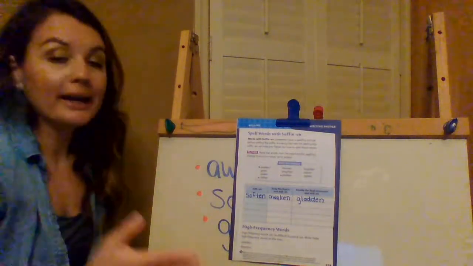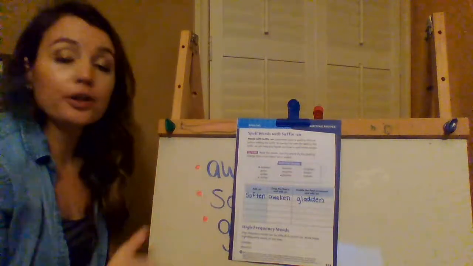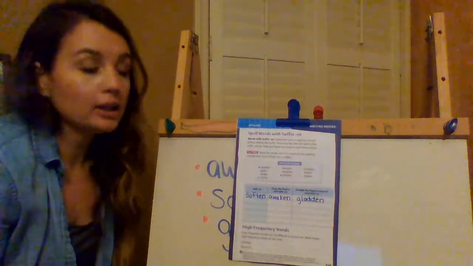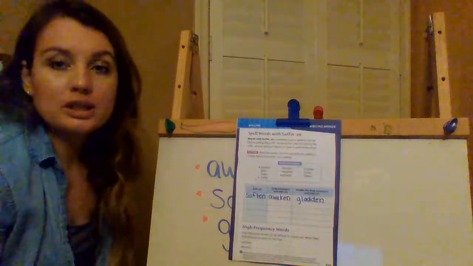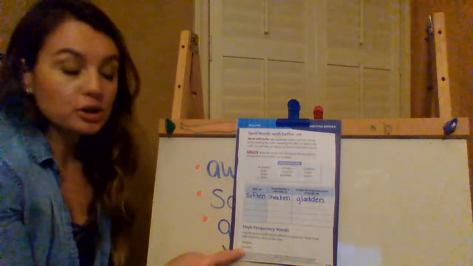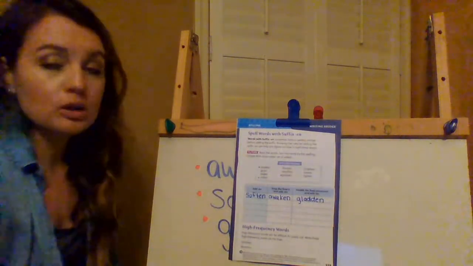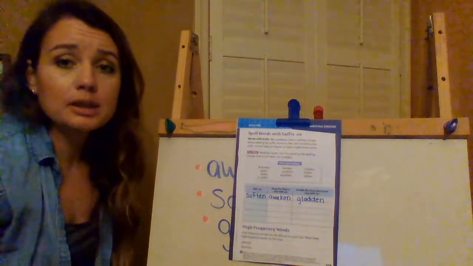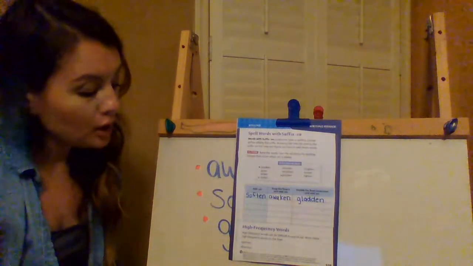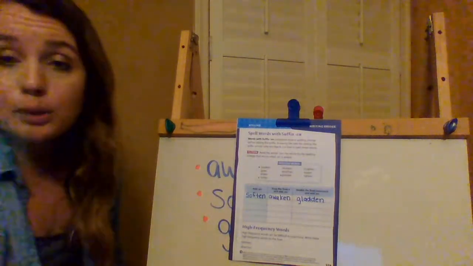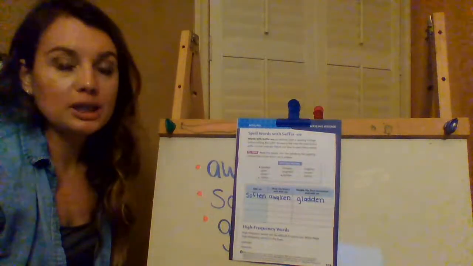And then you can go back and listen to what I said with the other words, and you can go back and fill in your spelling words with the suffix en. On the bottom, boys and girls, you're going to write your high frequency words 3 times, and that's what you do on the bottom. So for the first one, it's syllables. You would write syllables 3 times.